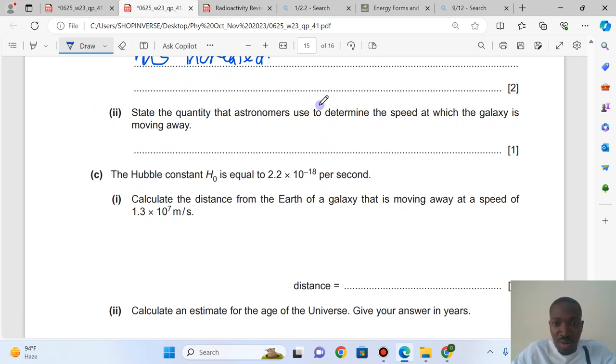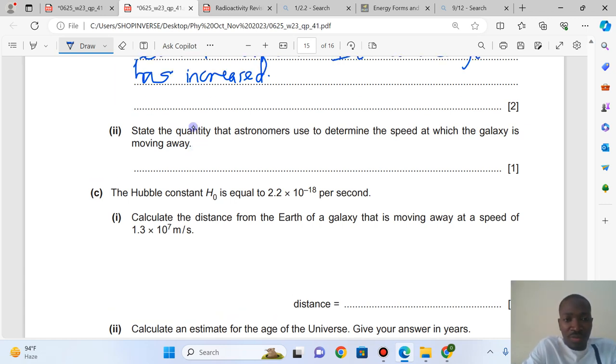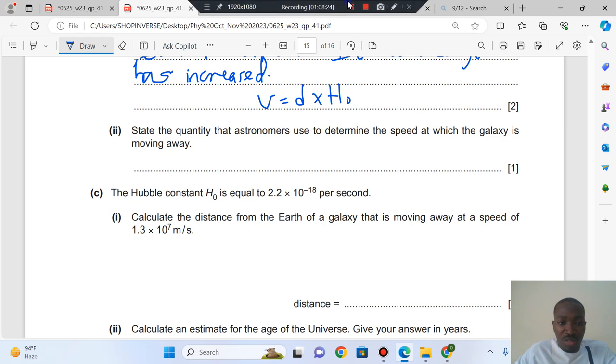State the quantity that astronomers use to determine the speed at which the galaxy is moving away. Speed is distance divided by time, but in this case, the receding speed is the distance multiplied by Hubble's constant. So which quantity do they use? They use the distance between the galaxy and the Earth. Hubble's constant is a constant, so it's just this distance that we need. We multiply that distance by Hubble's constant, then we know the receding speed.